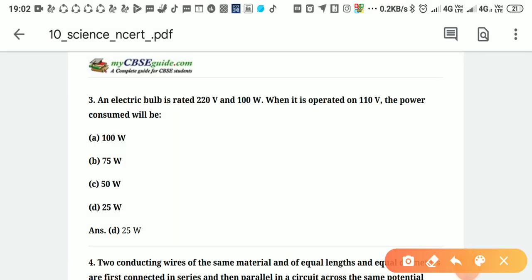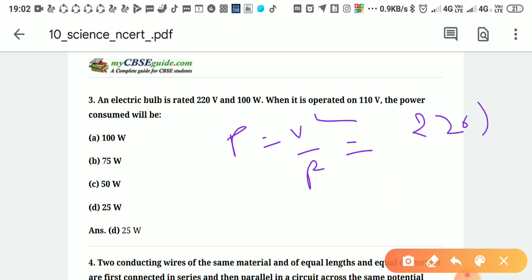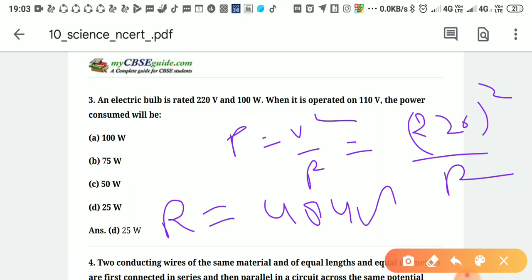Okay, apply this formula, P equal to V square upon R. Then we have V square, that is 220 square upon R, and we have P 100. Then we can solve for R. R will come 220 square upon 100, that will be 484 ohm. Okay, so we can find the resistance of this bulb. The resistance of this bulb will be 484 ohm.